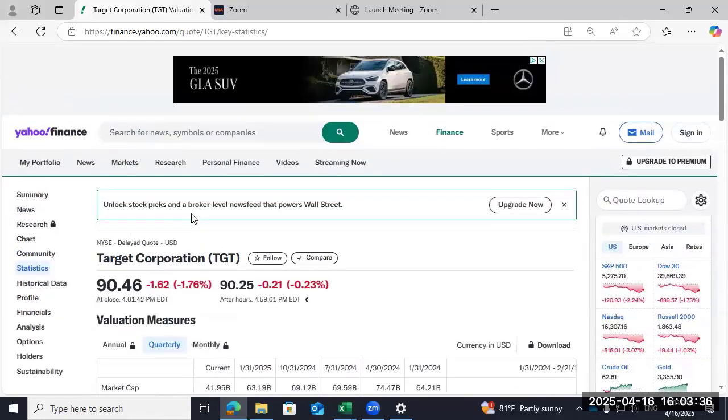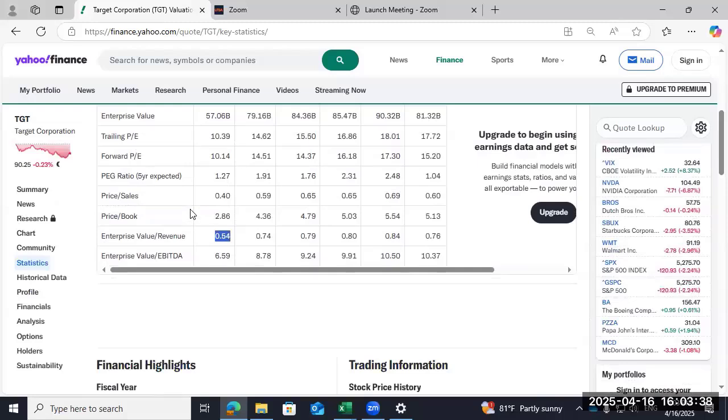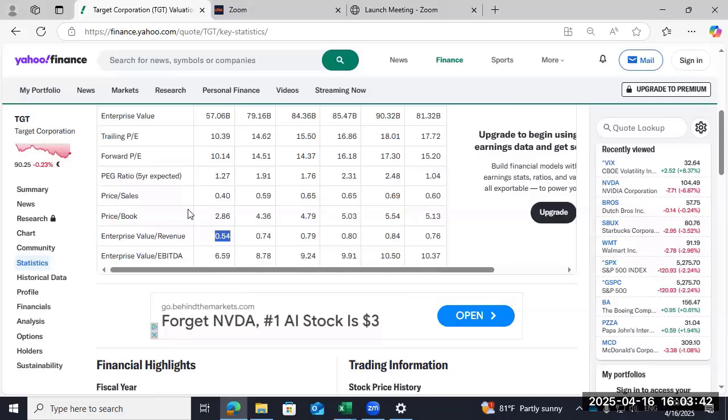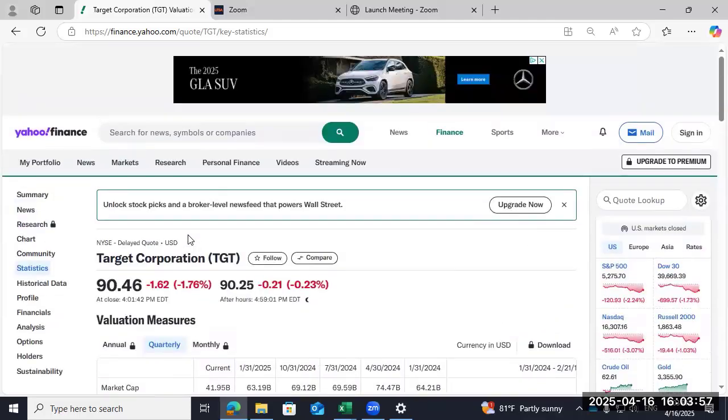So why is Target so cheap? We're talking dashboard team. Who should be cheaper on an EV to sales, Costco or Target? So who has the higher margins, Costco or Target? Target. Whoever has the highest margins should have the highest EV to sales. Who has the highest EV to sales? Costco. So that's why I don't own Costco.